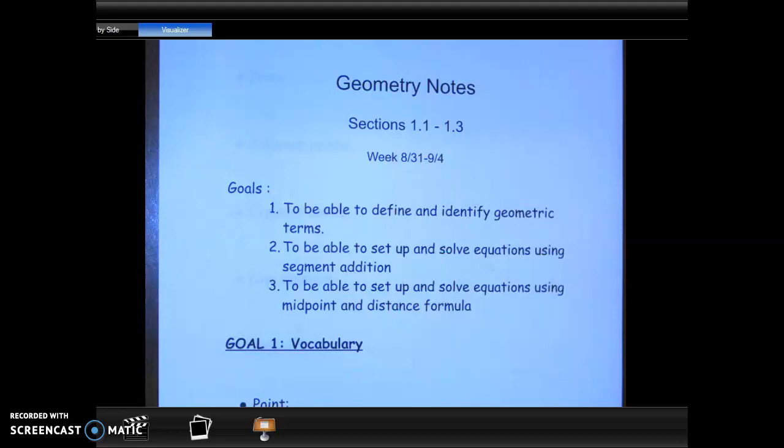So we have 3 goals with these notes. Remember, you're supposed to be taking these notes. You will submit a picture of these notes for a grade, okay?